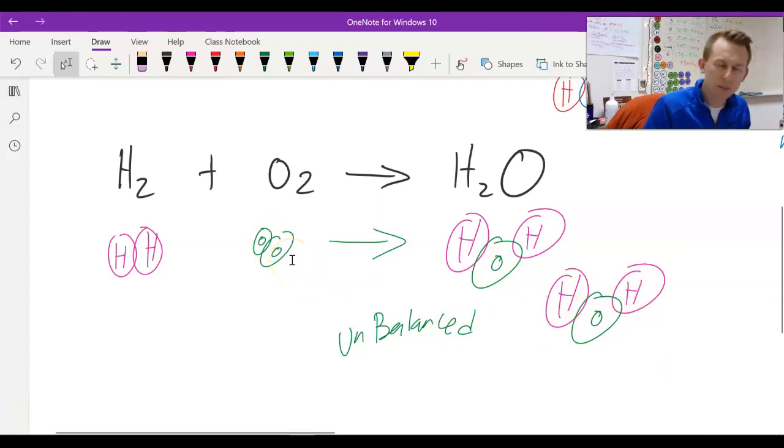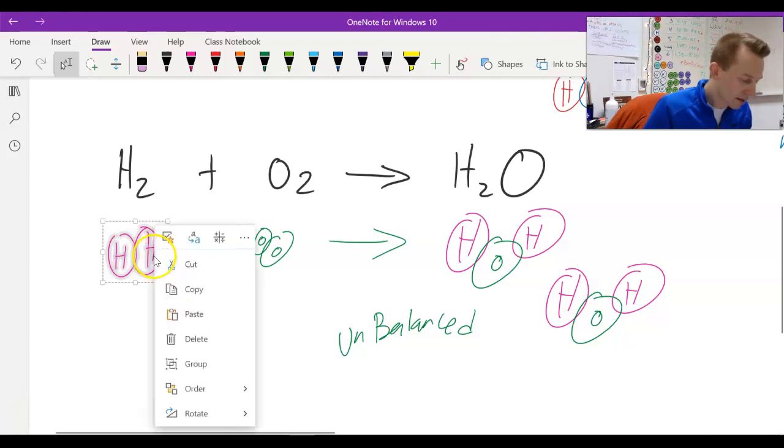I'm good to go there, but now I ran into a problem. I've got now 4 hydrogens and only 2 hydrogens over there. This will happen, where you'll try to fix one thing and then that will throw something else off. In which case you've got to go back to the drawing board and see what else you can do to continue. Because you do need 2 oxygens. You do need 2 water molecules to do this.